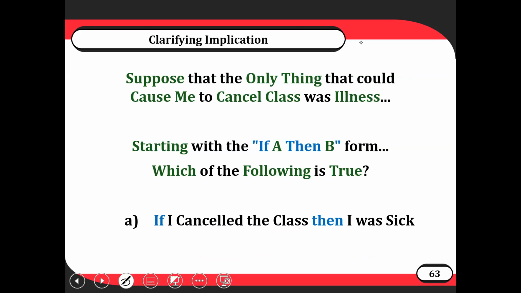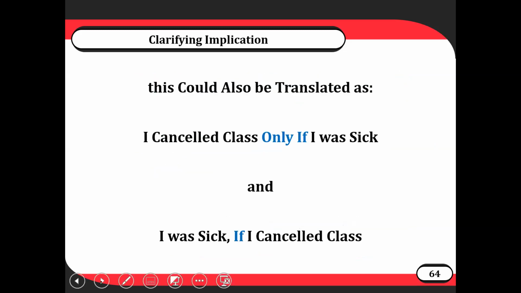Yeah, exactly. If I was a little bit sick, I might not cancel it. But if I got really sick, then I would cancel it. But I wouldn't cancel it for any other reason. So if I canceled class, then I must have been sick. All right, excellent. So yeah, many of you are catching on. This could also be translated as I canceled class only if I was sick. And I was sick if I canceled class. And that's really just shifting the if-then sentence around.